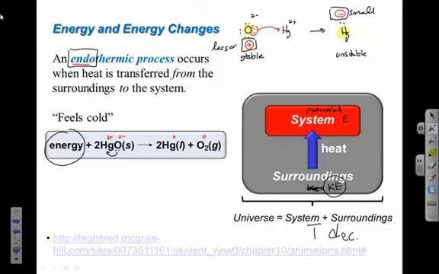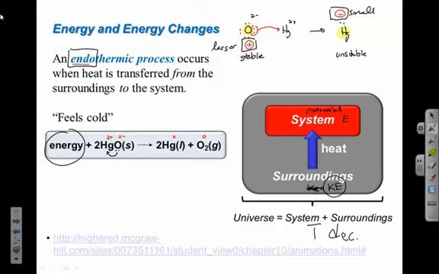Why is the endothermic represented with a positive delta H and the exo as a negative delta H? Because we're looking at it from the system's point of view. So there's no net change in energy. The energy is just transferred either from the system to the surroundings or the surroundings to the system.